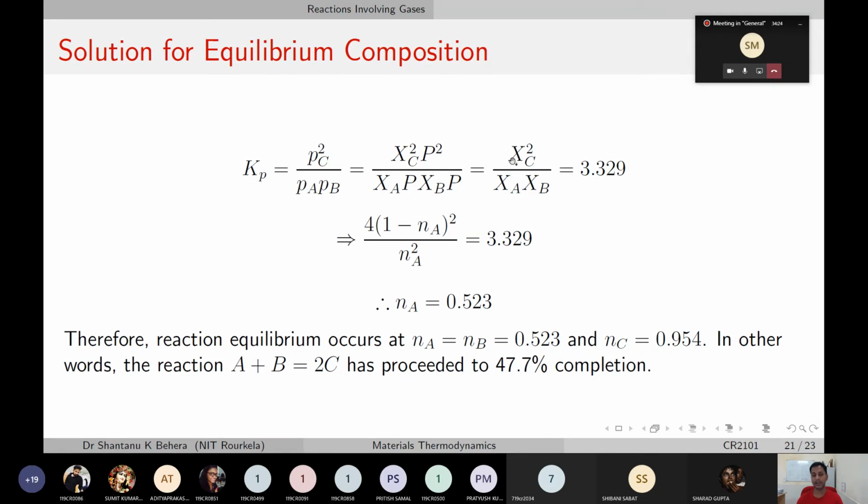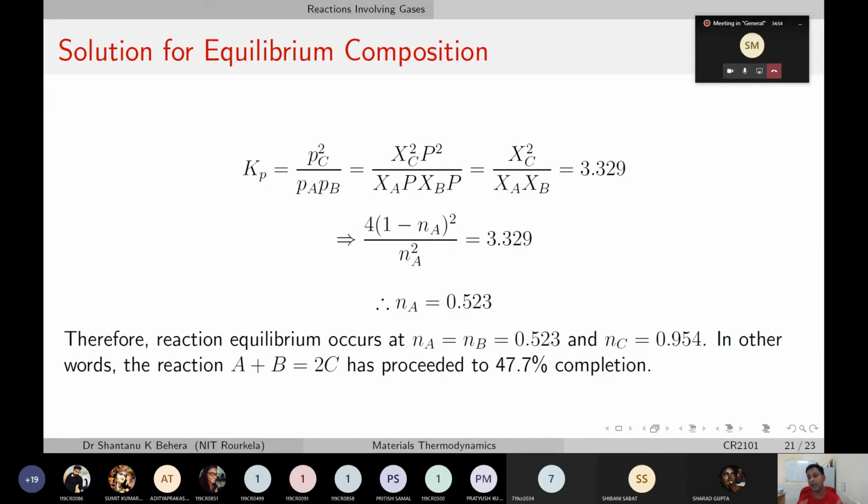Because you know XA and XB, because you have this Na and 2 into (1 minus Na), based on that you can solve and find out Na is 0.523. Here a word of caution: Pc² by PaPb is not always going to be Xc² by XaXb. This is happening here because these P's cancel out, since two moles are reacting to form 2 moles of products.